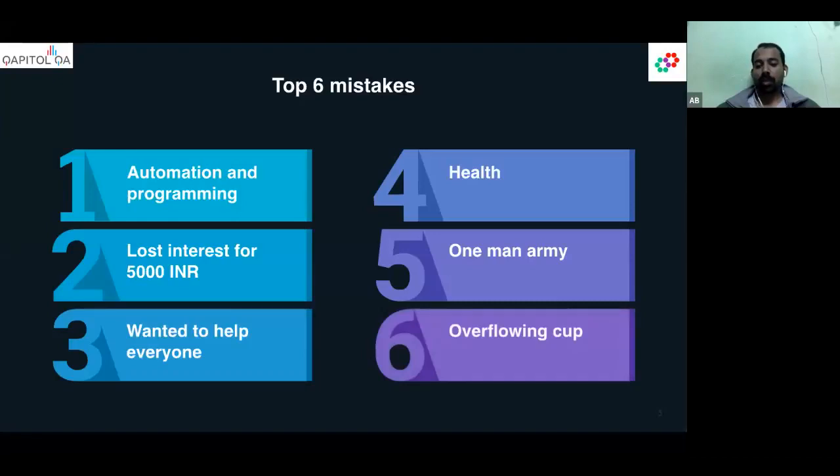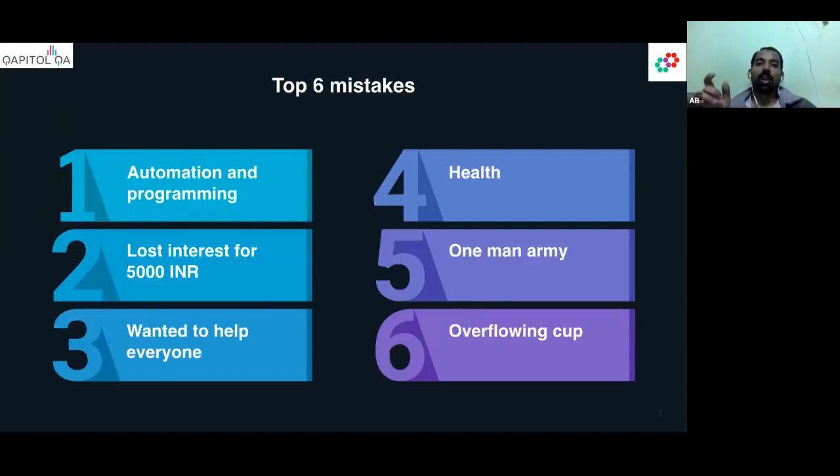And the next mistake was always having an overflowing cup. Now, what is an overflowing cup? Say if your schedule is packed, it just means your schedule is packed. But even with a packed schedule, you go ahead and volunteer for something extra, then it's like it's overflowing, right? And I used to do this a lot.